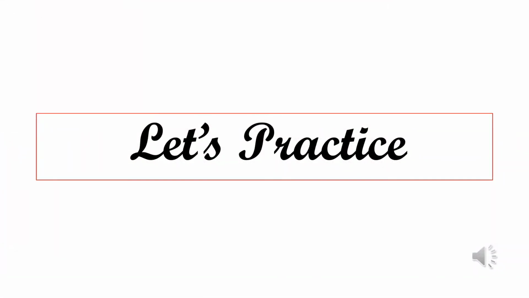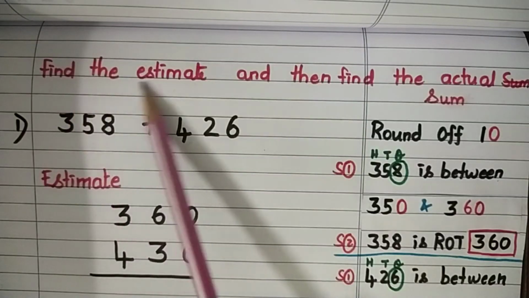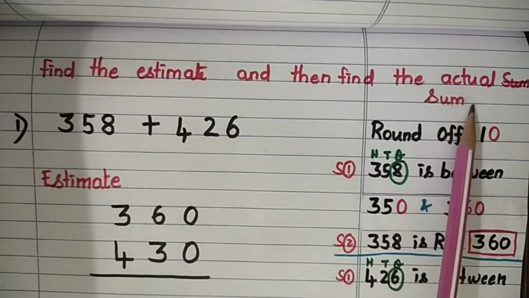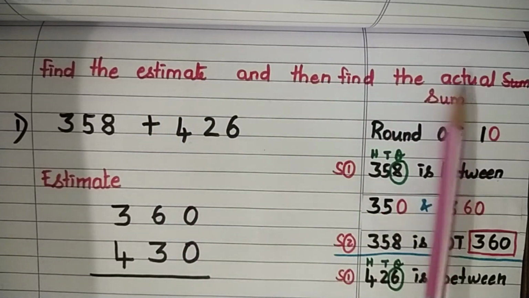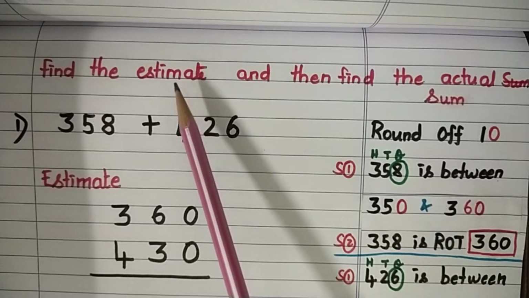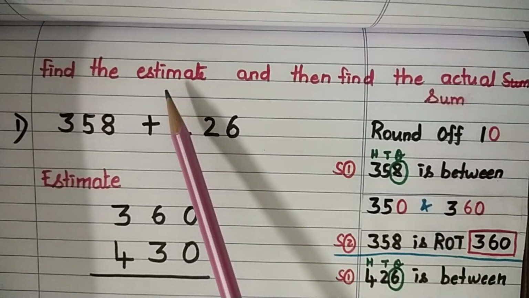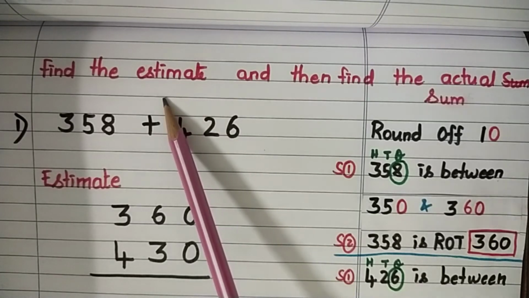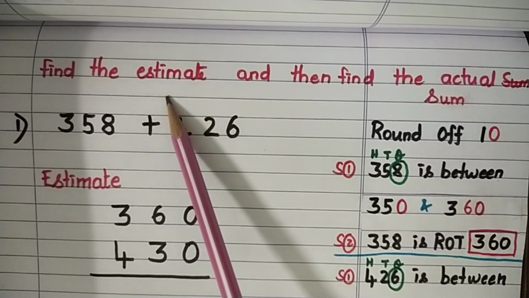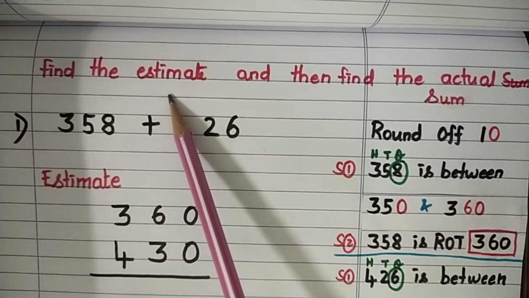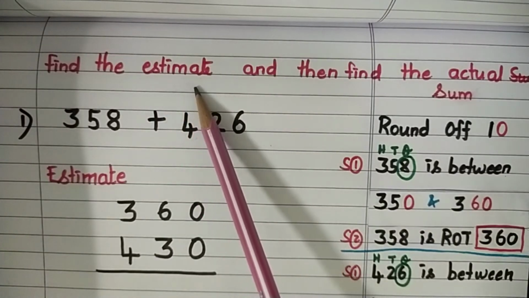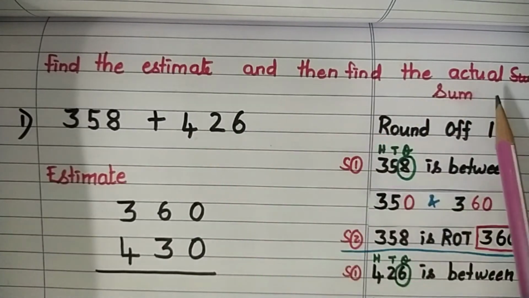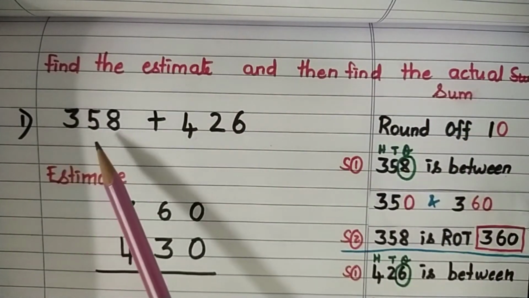Let's practice a few example sums, children. Find the estimate and then find the actual sum. Children, in this we are going to find the estimate and the actual sum. You all know what is meant by estimate. Estimate or round off number, both are the same. A round off number is not the exact number, not the actual number. It's close enough to the actual number. Children, first we are going to find the estimate of the given numbers and then we are going to find the actual sum. So let us start, children.